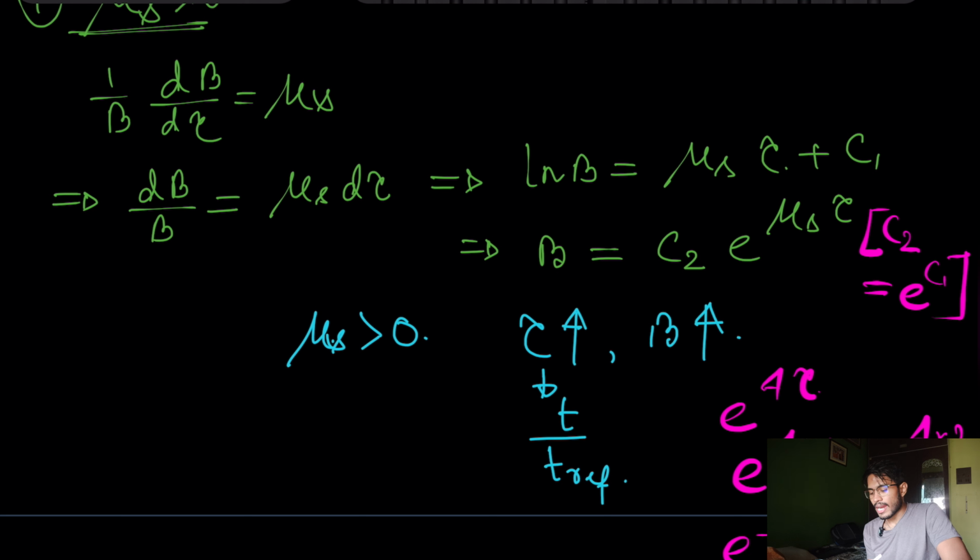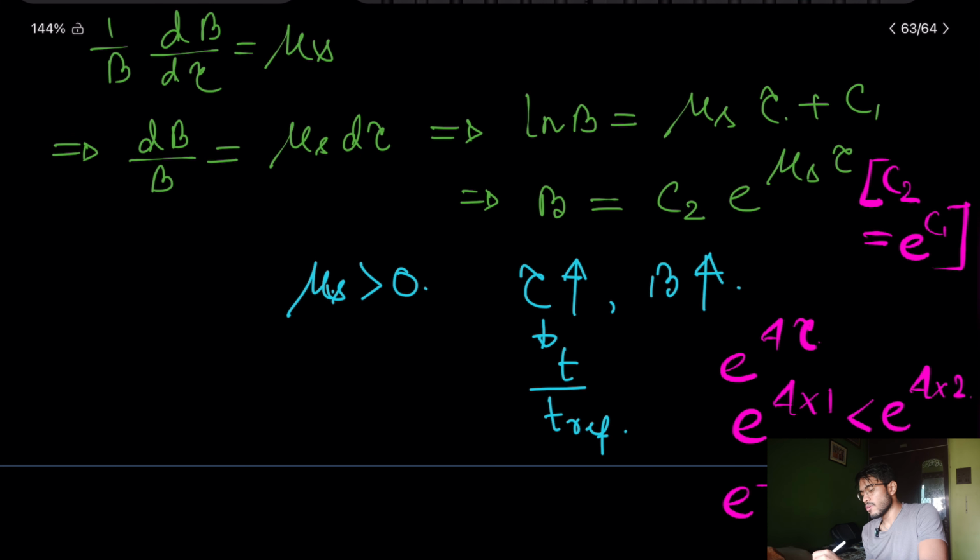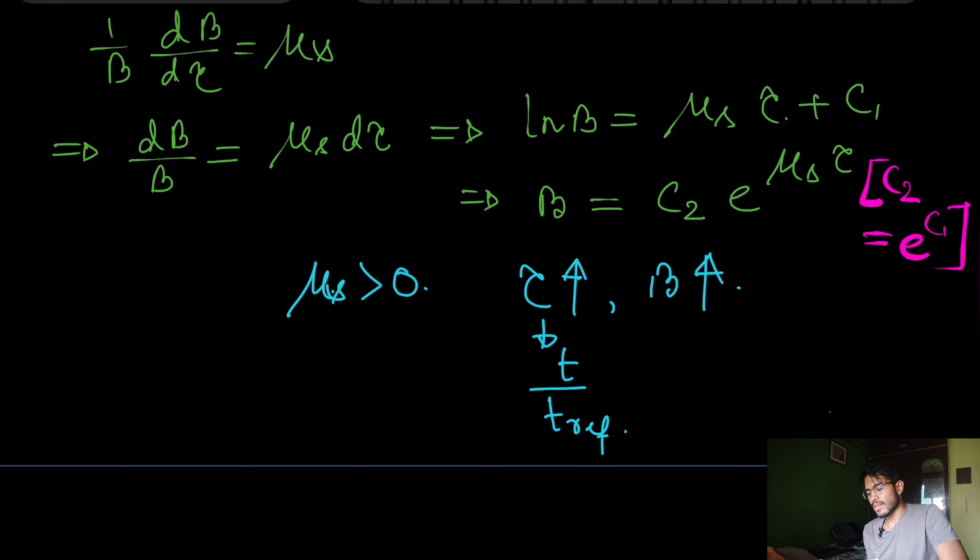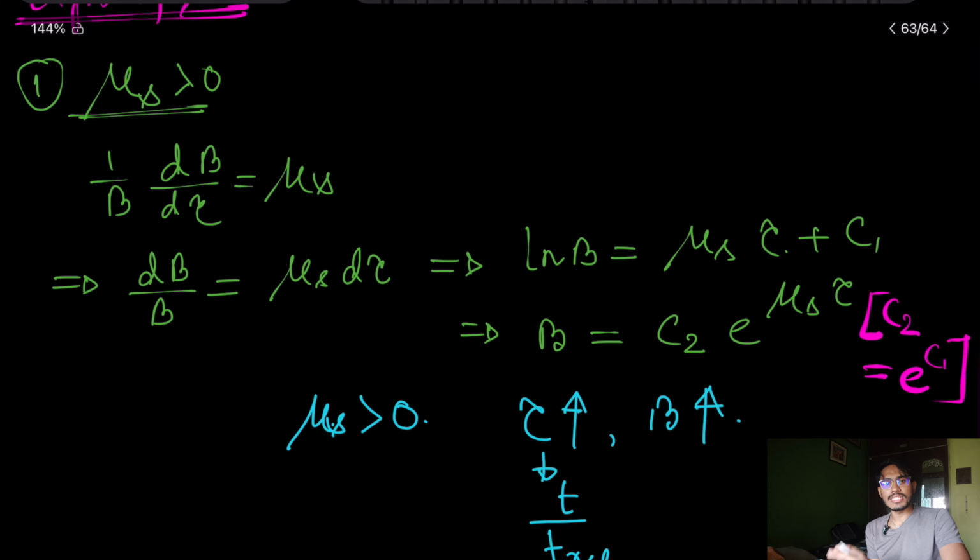But if I had e to the power minus 4, then e to the power minus 4 into 1 is greater than e to the power minus 4 into 2, right? That means if my mu s is positive, then if I increase the tau, that is with the increment in time, my b should also increase. That means b is not having any upper bound, and if b is not having any upper bound, then my theta will not also have any upper bound.